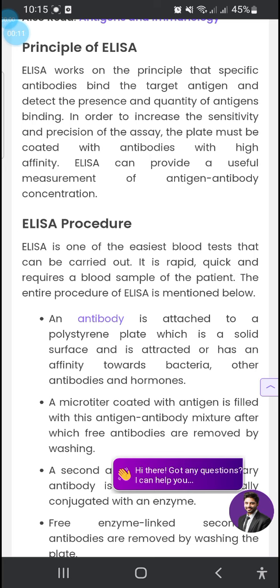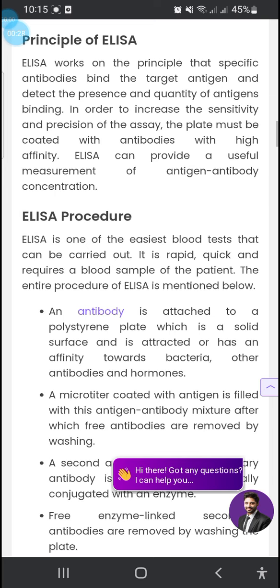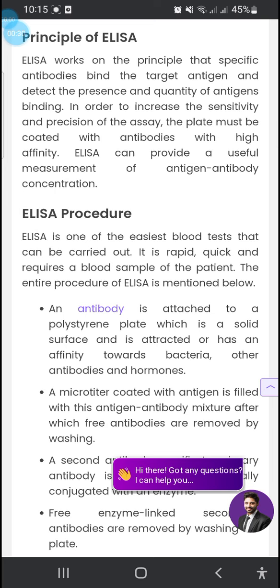First, the principle of ELISA. ELISA works on the principle that specific antibodies bind the target antigen and detect the presence and quantity of antigen binding. In order to increase the sensitivity and precision of the assay, the plate must be coated with antibodies with high affinity. ELISA can provide a useful measurement of antigen-antibody concentration.